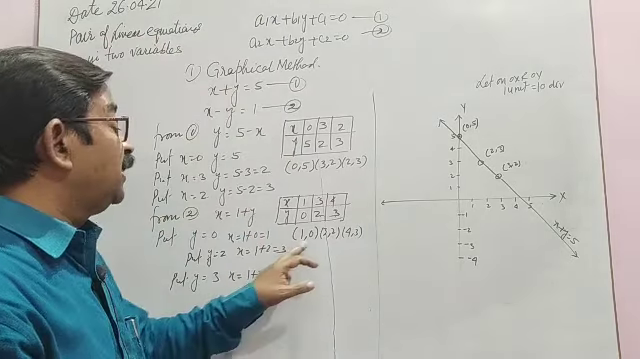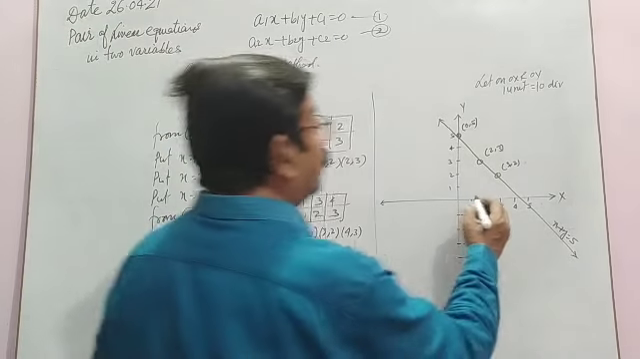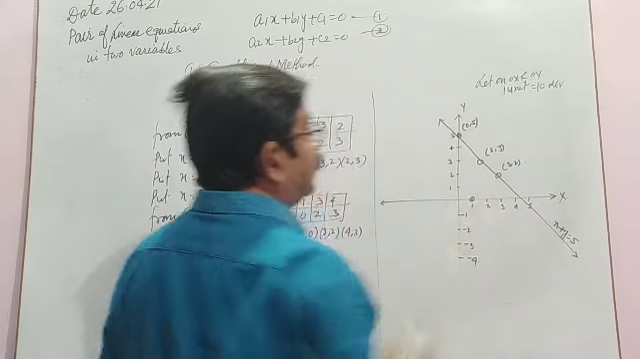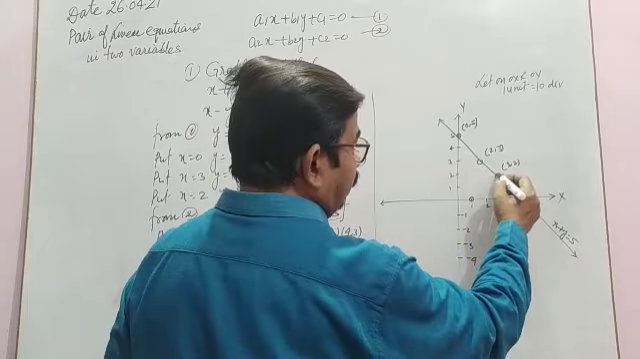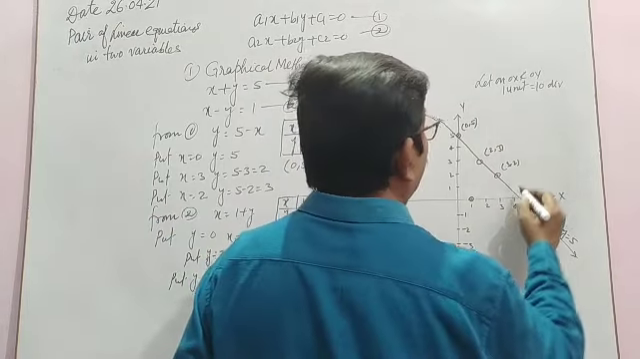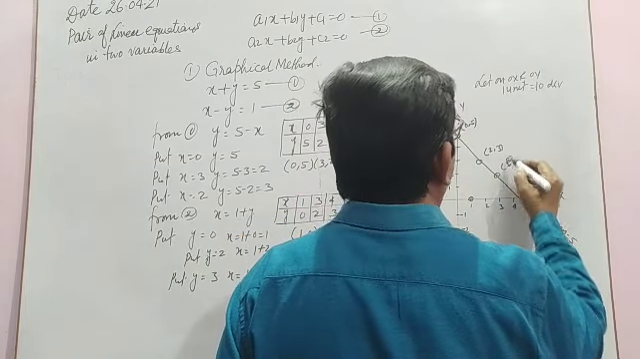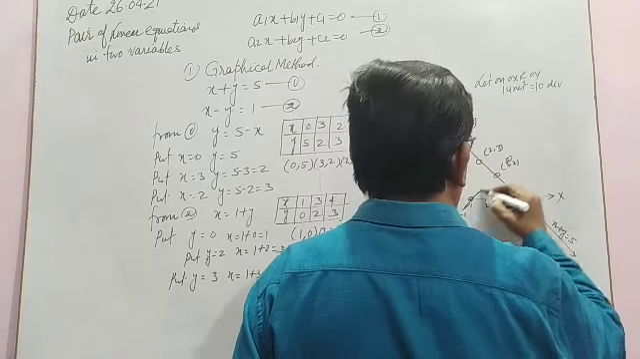Now let's plot the other equation. (1, 0): x is equal to 1, y is equal to 0. This point. Then (3, 2); we already have this point. Then (4, 3): x is equal to 4 and y is equal to 3. This point maybe, and you will see all these points are again in a straight line.